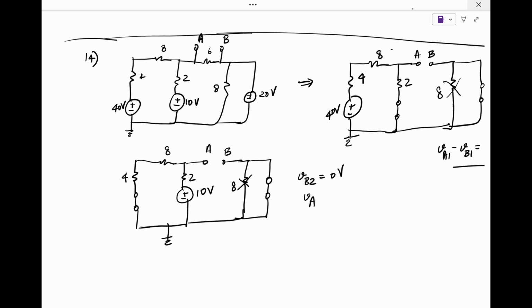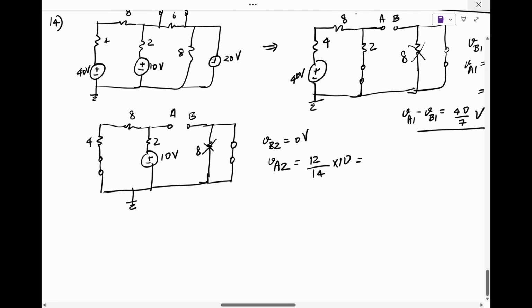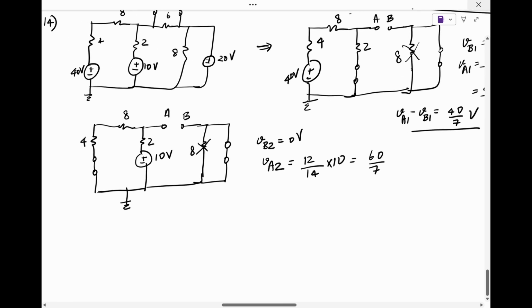So it is VA2. VA2 is again basically voltage division for the 10 volt voltage source. So you have 12 divided by 14 times 10, 60 by 7 volts. So VA2 minus VB2 is 60 by 7 volts.